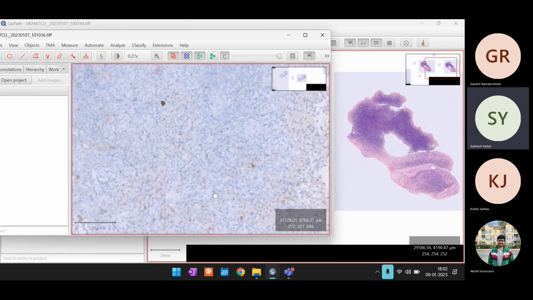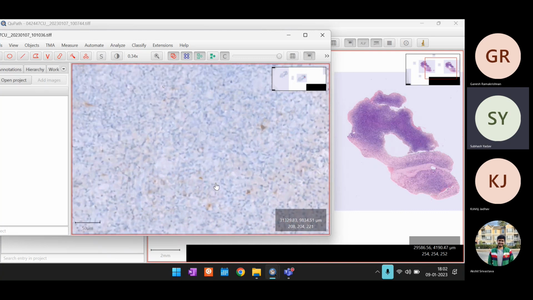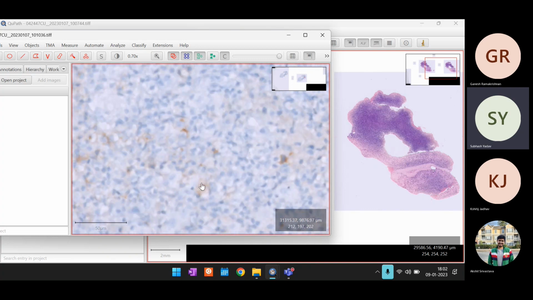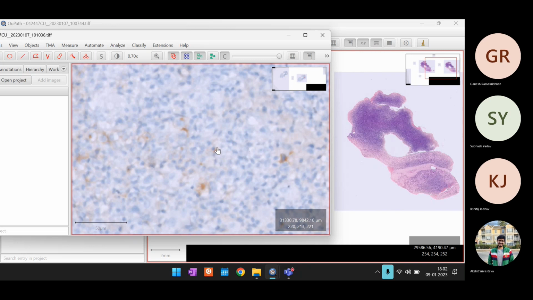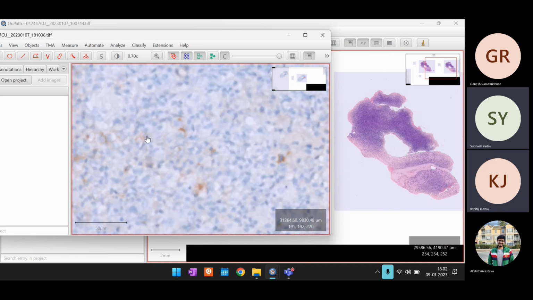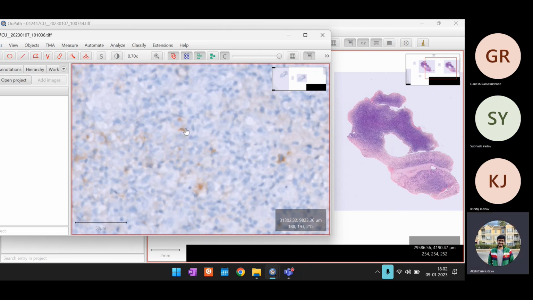Yeah, you see the nuclei is negative and the brown is around it, the upper one. Go a little up, just move the cursor, don't move the screen. Go down. Two dots, that's it. Now zoom that one, the upper one. See, the nucleus is still blue, but the brown is around the nucleus. Yeah, right. Understood?